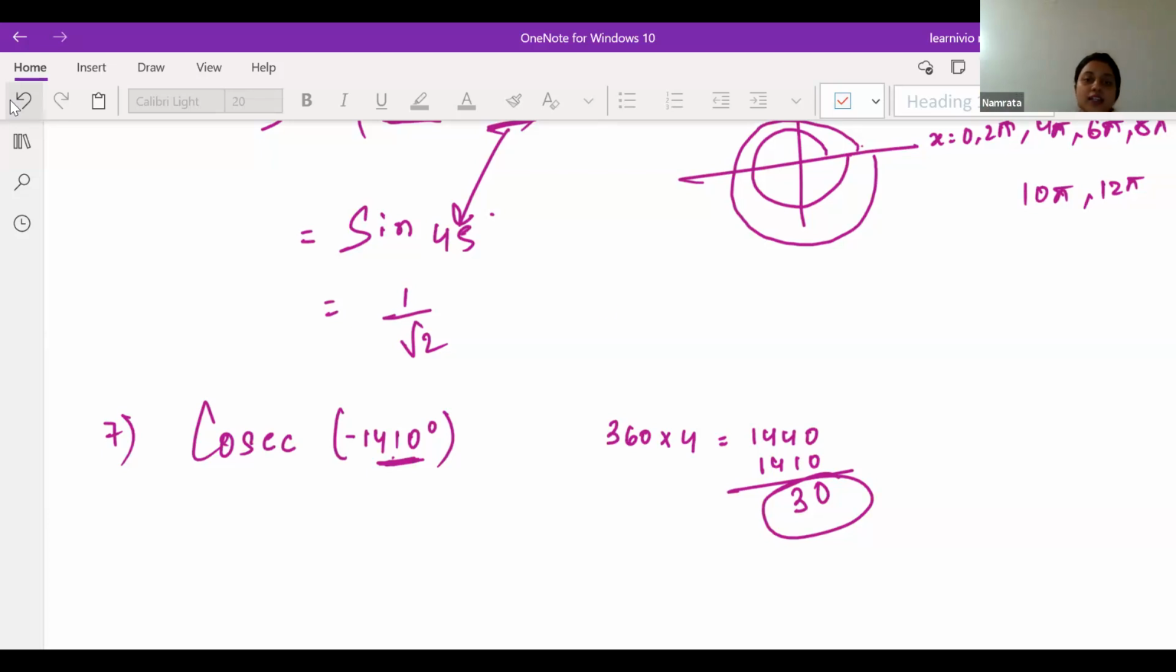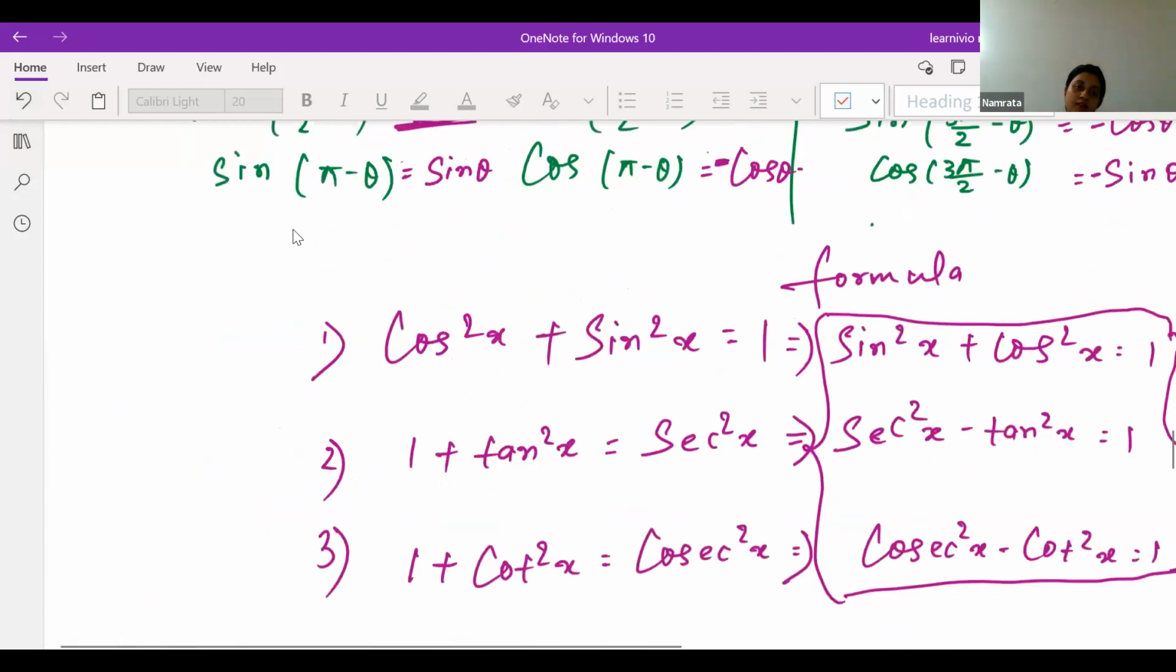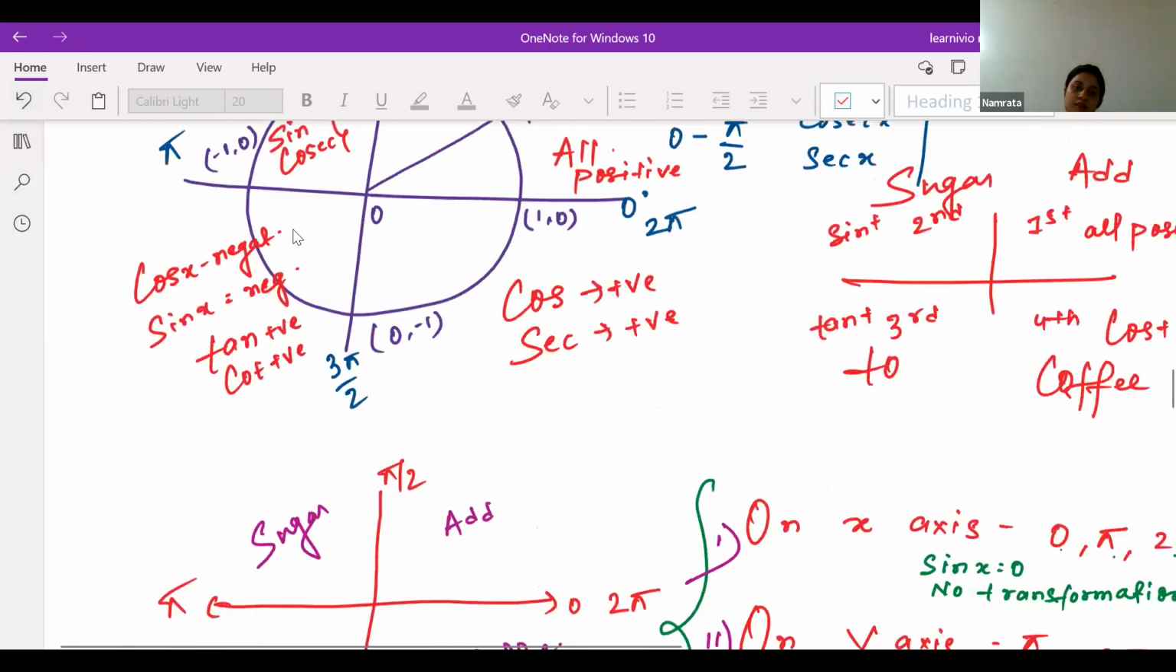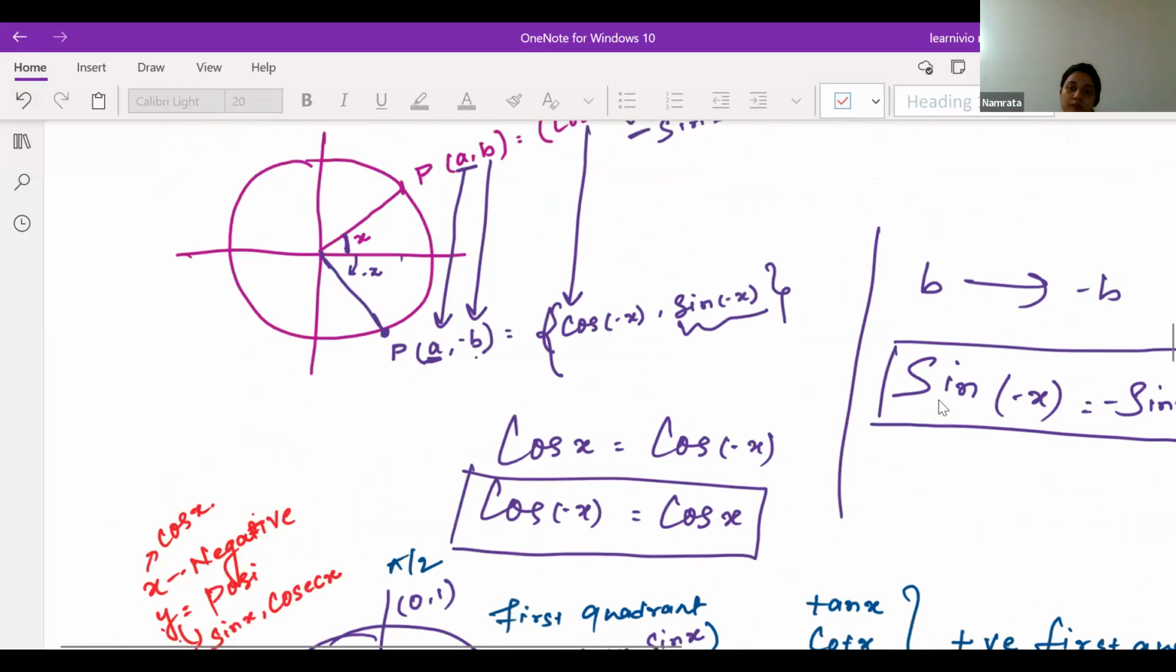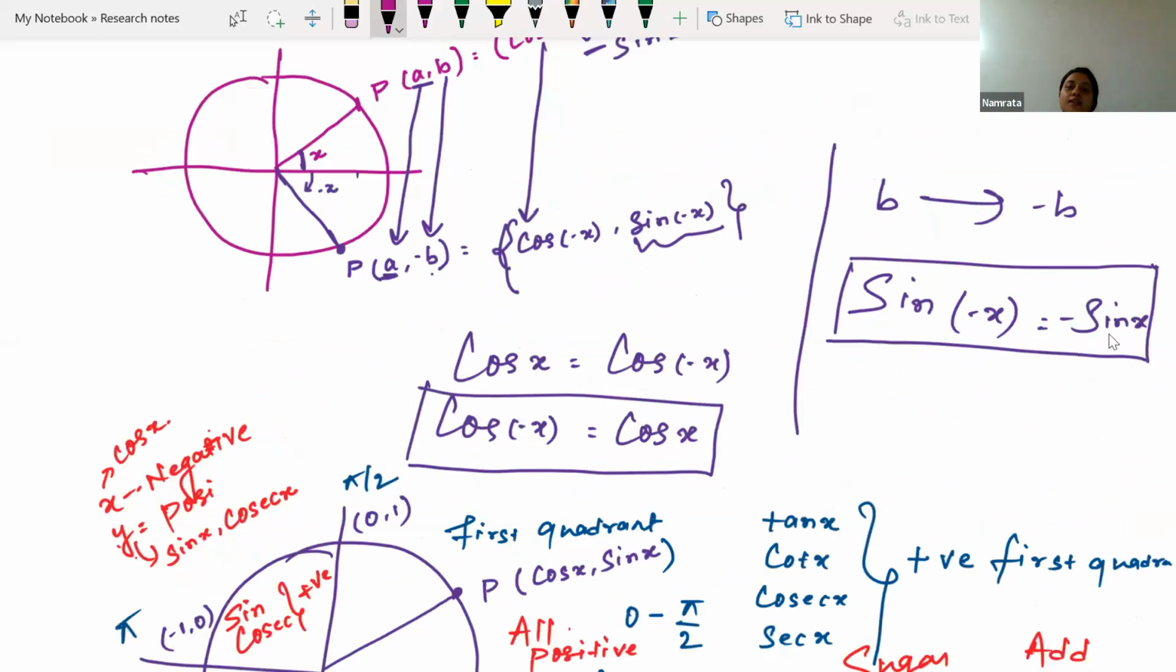Now we know sine of minus x is equal to minus sin x. Do you know that? This rule? Yes, ma'am. We discussed it in the very beginning. If you want to check, let's check. Dekho. Sine of minus x is minus sine x. Can you see?